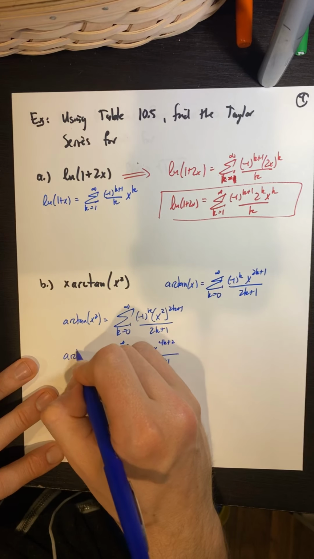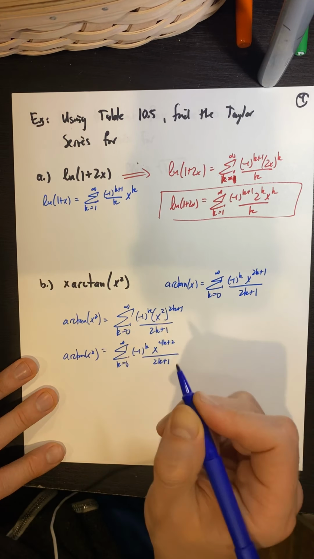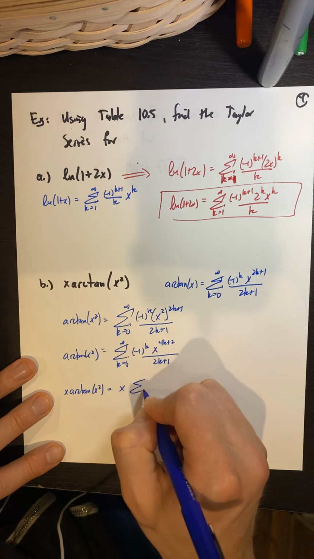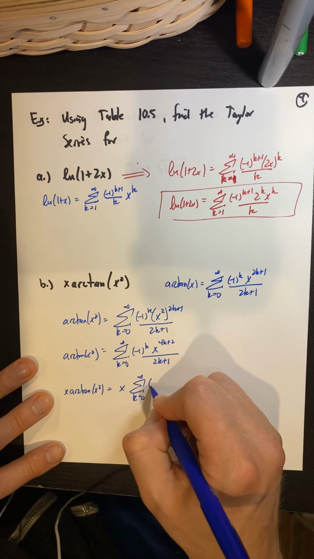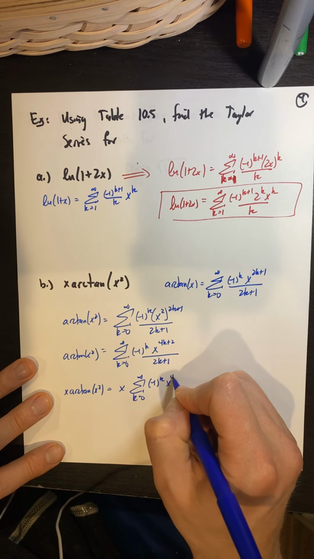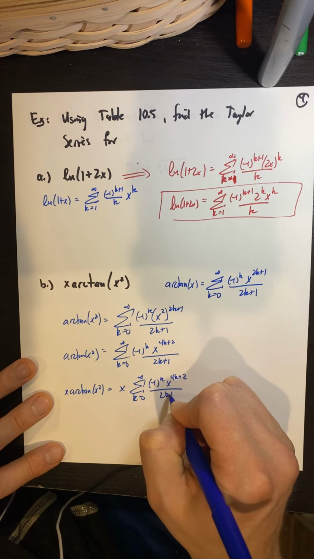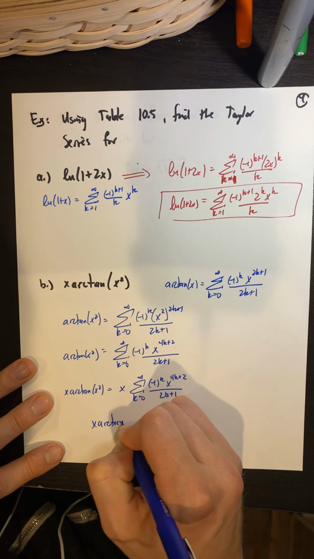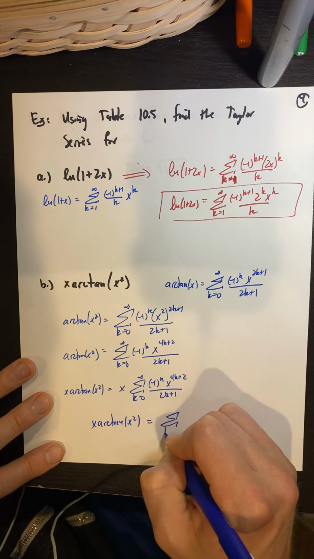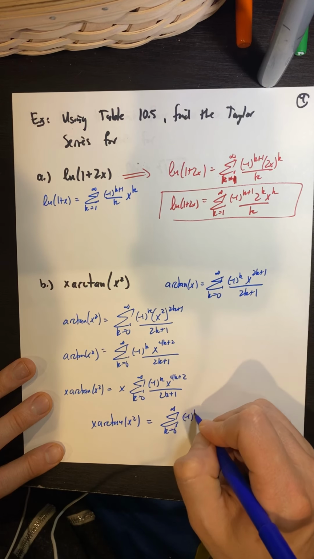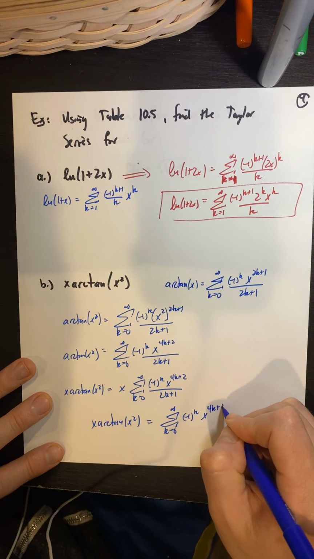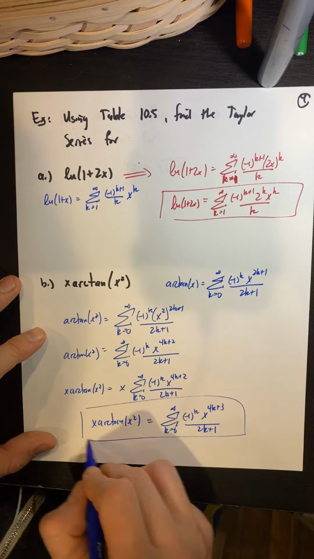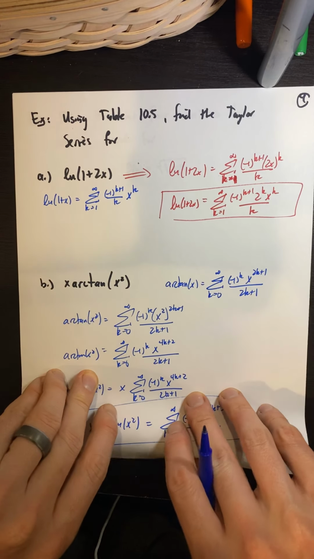Now finally, if that's arctan of x squared, all I have to do is multiply by an x outside. So that means multiplying by an x outside of the series. And I can bring that x directly inside and add it to these exponents here. So x arctan of x squared is equal to the sum of k equals 0 to infinity of negative 1 to the k, x to the 4k plus 3 over 2k plus 1. So that's how I would represent that function there.